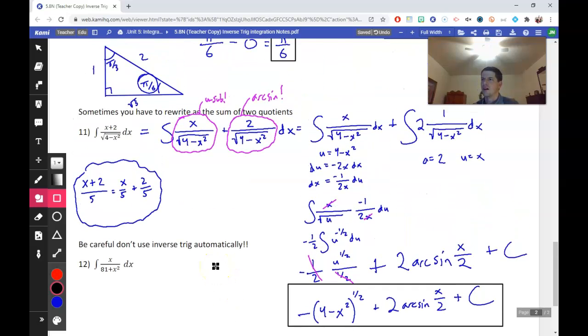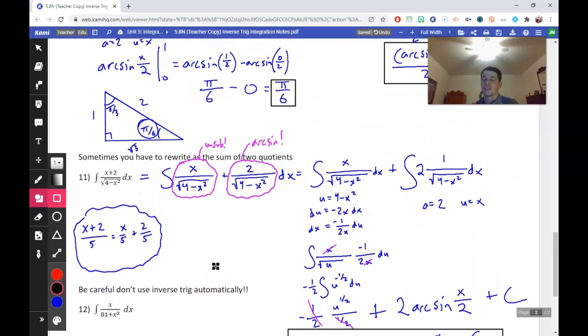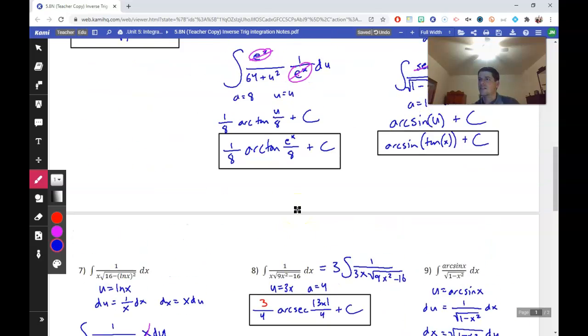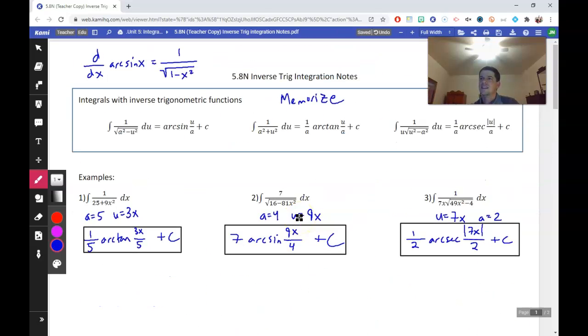Some comments before we move on. And this is something I want you guys to get good at recognizing. And the more you practice, the more you'll get there. Recognize when you're supposed to use u substitution and when you're supposed to use arc sine. And notice how similar they are, right? And that really comes down to if you can memorize these, you can see these patterns.